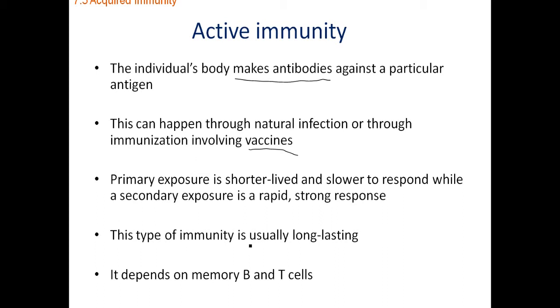Okay, active immunity is usually long lasting. So with chickenpox, when you're exposed to it or you get the vaccine, it usually lasts till you're about 50 or 60 years old. And it's totally dependent on the cells that we talked about earlier, memory B cells and memory T cells. So that's what establishes the memory that we have of the disease.